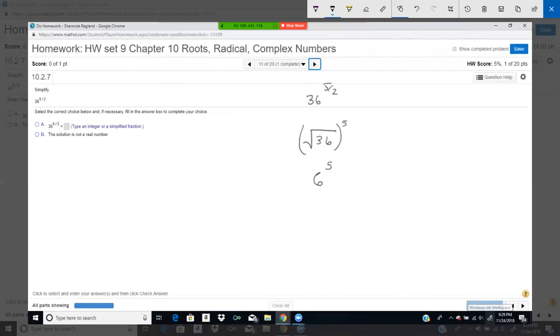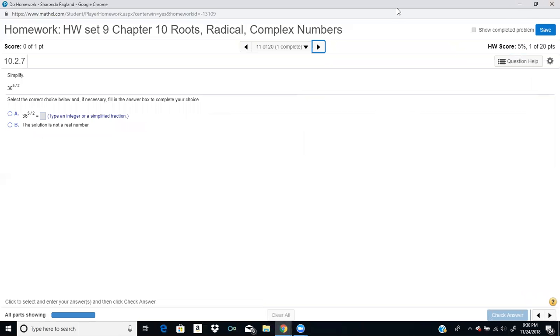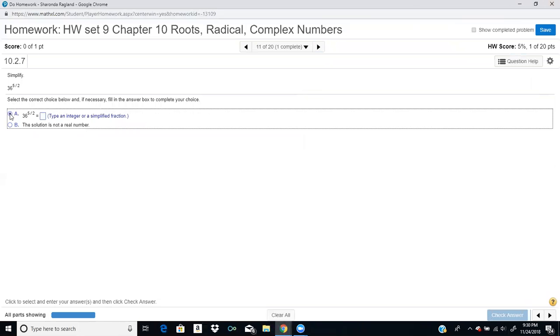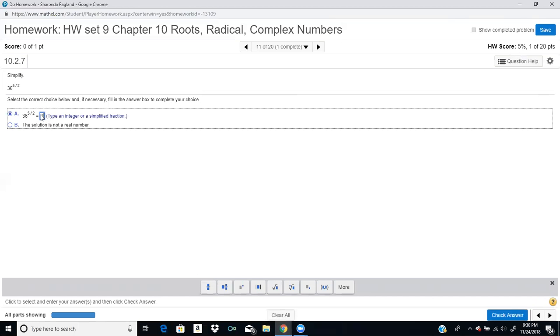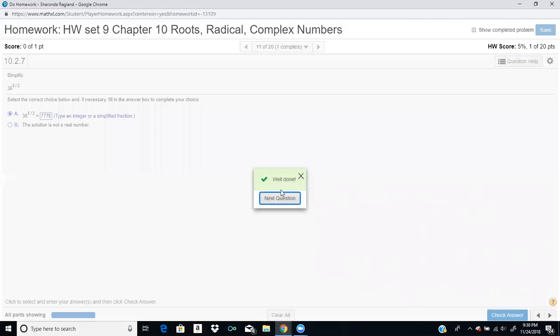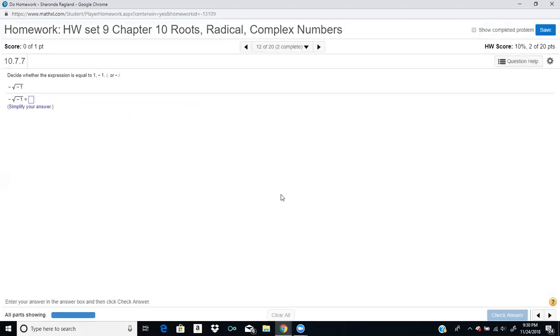And so it says type an integer or simplified fraction. All right, so here, let's just see what 6 to the 5th gives us. Okay, so not too big. It gives us 7776. Okay, so let's put in, oh, I can't do it right there. 7776, and let's put it in here. All right, and let's see if this is correct. Very good.